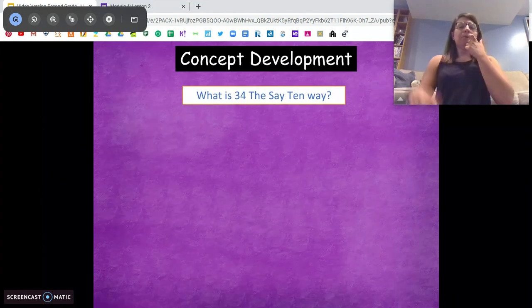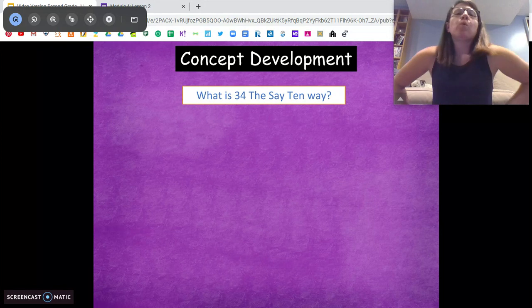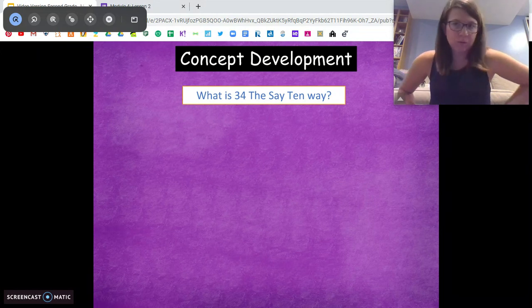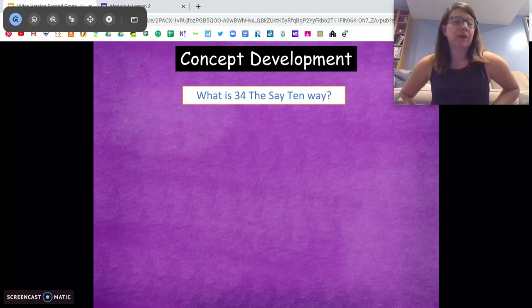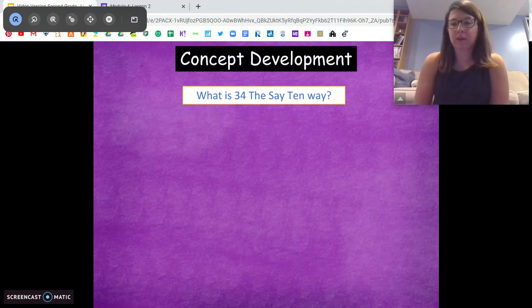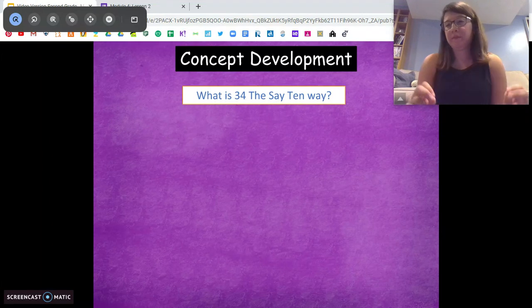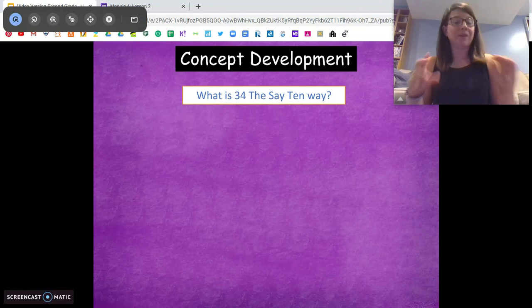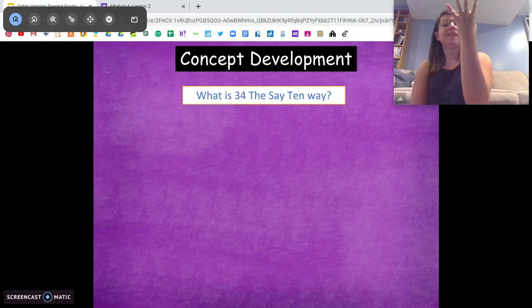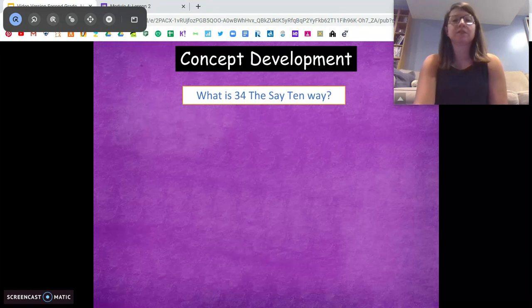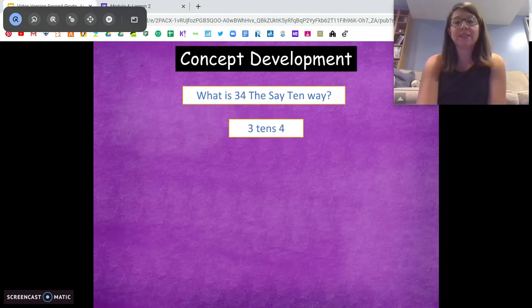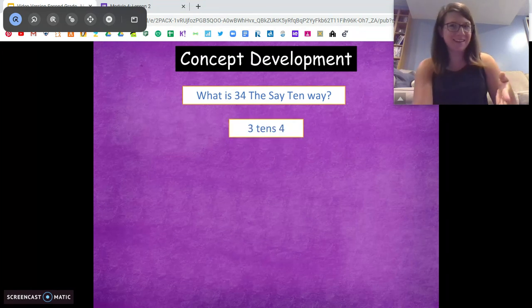Okay, here we go. Let's get into it. What is 34 the say 10 way? We haven't done the say 10 way in a while, so I want to kind of test your memory with this a little bit. How would you say 34 the say 10 way? Different than unit form. So with the say 10 way, we are going to say the number of 10s and then the leftover ones. So 34 would be 3 10s 4. Remember that? It's been a while.